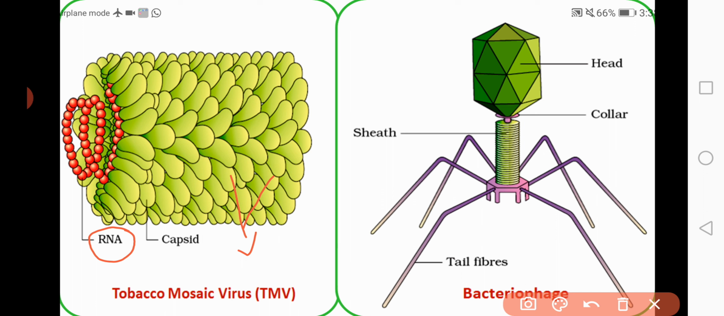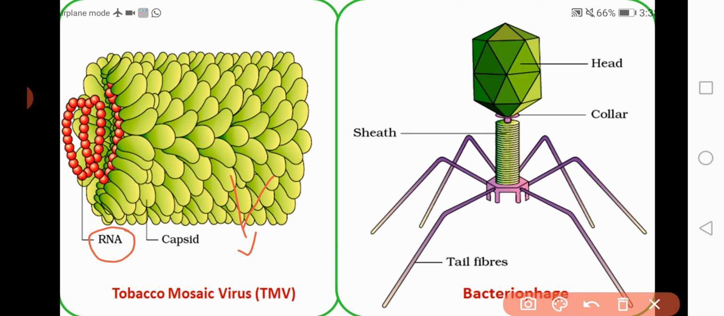Okay, so once again I'll repeat the structure. The TMV is rod shaped and mainly composed of two components, the nucleic acid and the protein component. The nucleic acid here is single stranded RNA, whereas the protein component is called the capsid. And this capsid is made up of many smaller subunits, called capsomeres. Understood? Now coming to the structure of bacteriophage.